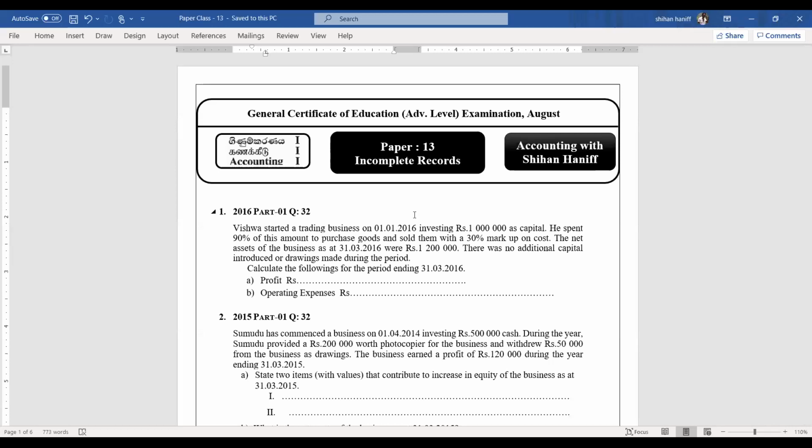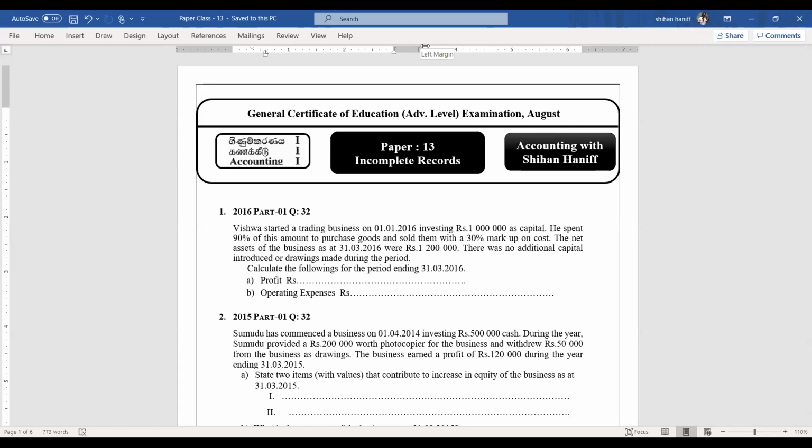Today we are doing paper 13, especially the questions from incomplete records. Today's session, I'm focusing on some past paper questions from incomplete records.